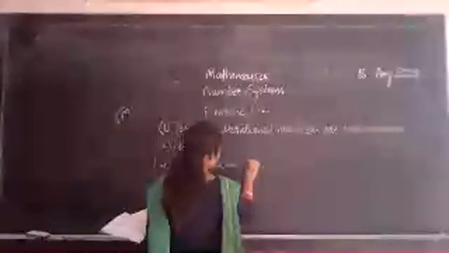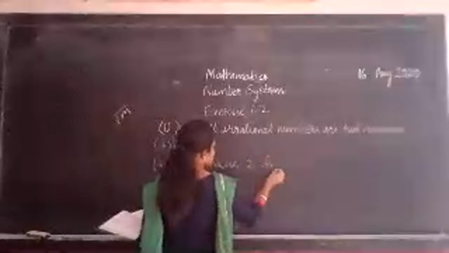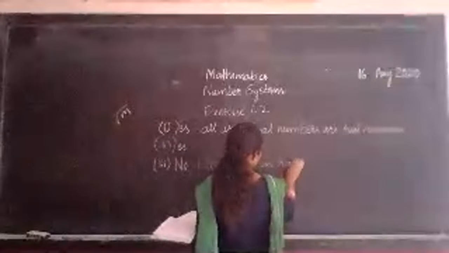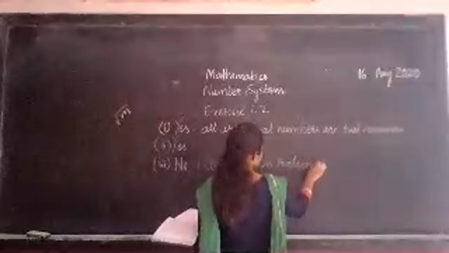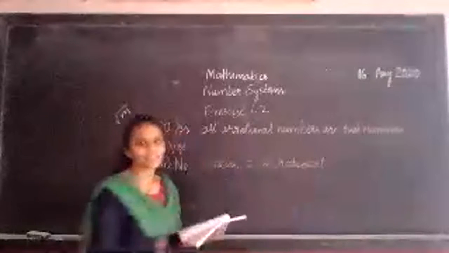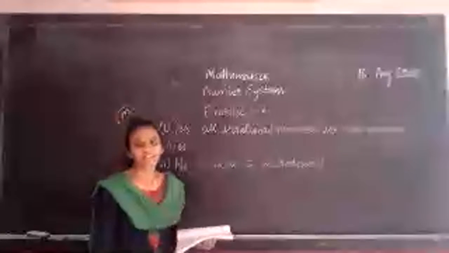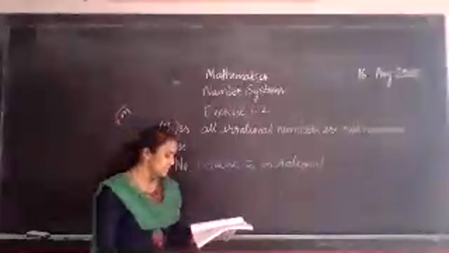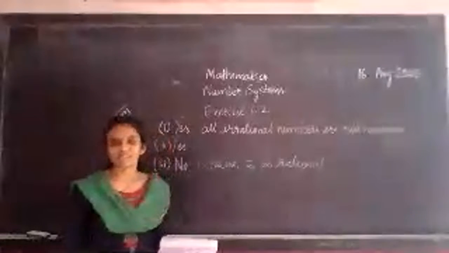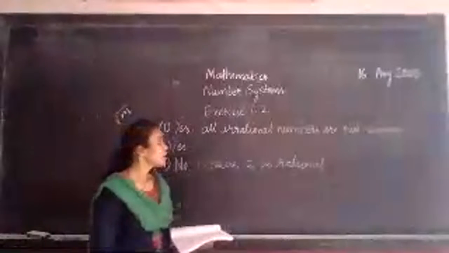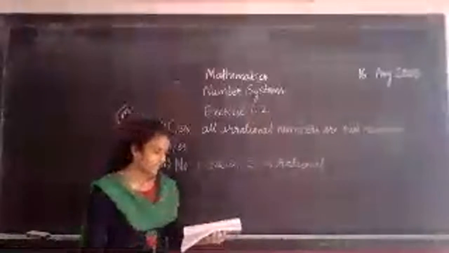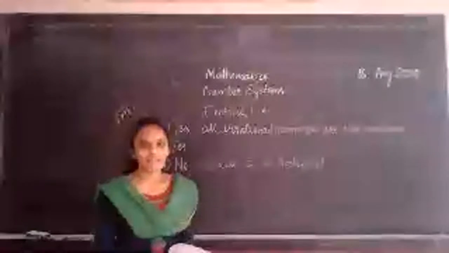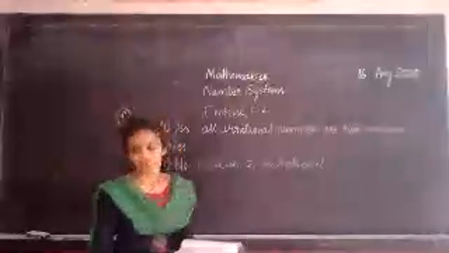Because integer 2 is rational. You can give any one example which proves that it is not an irrational number, so that the statement becomes false. These are the questions asked in your exercise 1.2, first question.